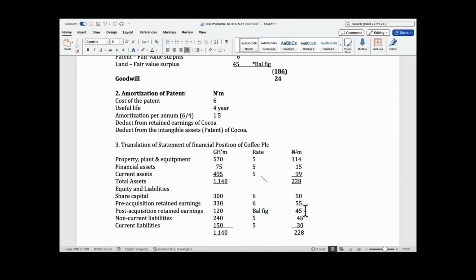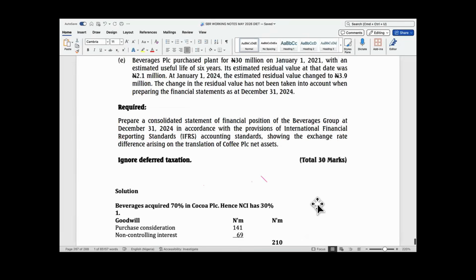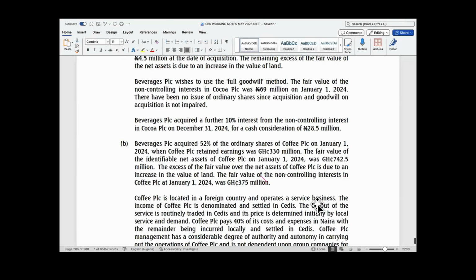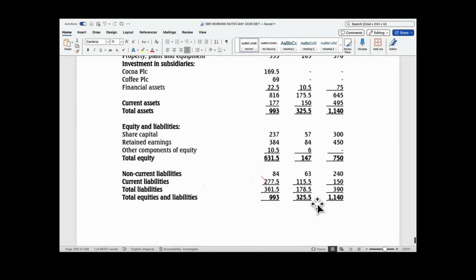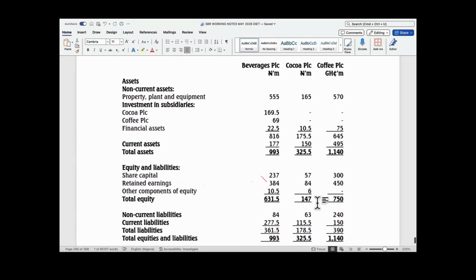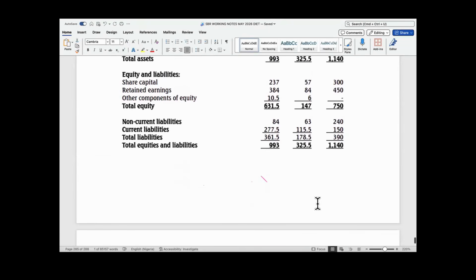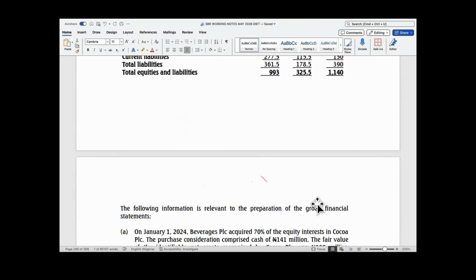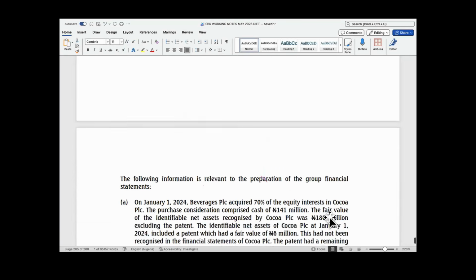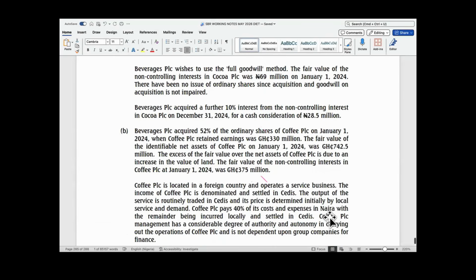And I'm done with translation. So I've gotten all the Naira elements, and I'm still in additional information B. Thankfully, in this question we don't have a statement of profit or loss, so I won't need to translate that. If we had, we would have gone ahead to translate that as well. But in this case, we don't. So work made easy a little.